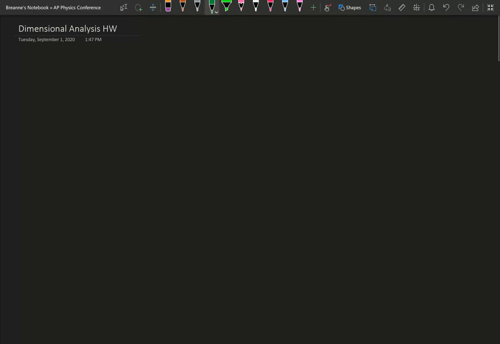Now, with dimensional analysis, there are different pathways you can take. So just because you didn't go the exact same pathway I did doesn't mean it's wrong. If you did a pathway and you want to double check, just send it to me and I'll gladly look over it and let you know if that one works.